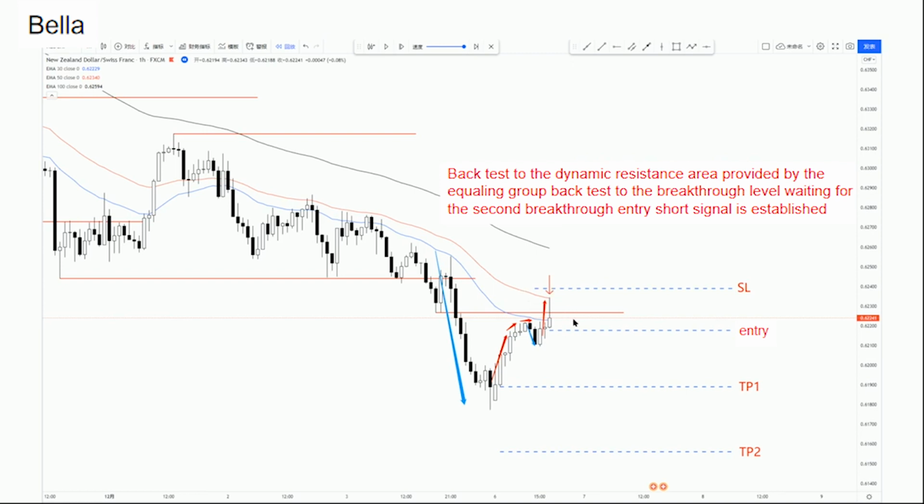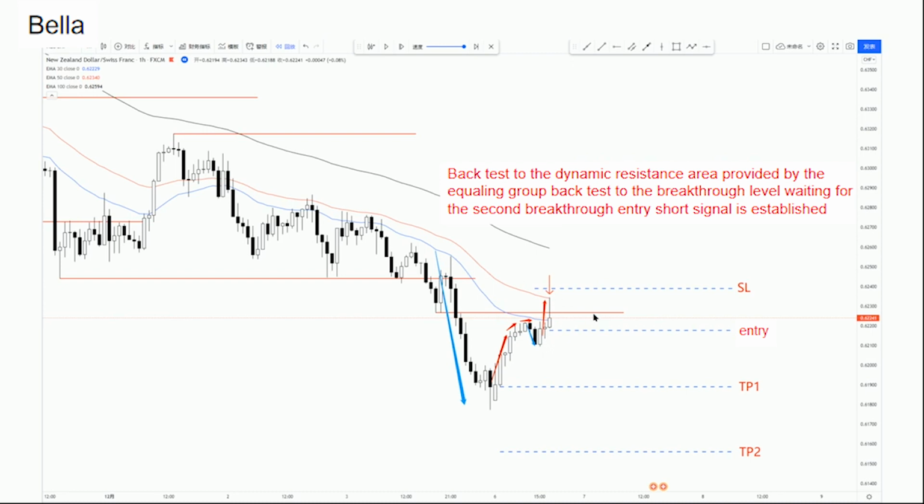In addition, the price has now measured back to the dynamic resistance area provided by our moving average group and has also measured back to the previous breakout point, which satisfies our entry price requirements, so we can now set the breakout order entry, stop loss, and take profit targets, which are all indicated on the chart. The logic of setting them has been explained many times, and I won't repeat it here.